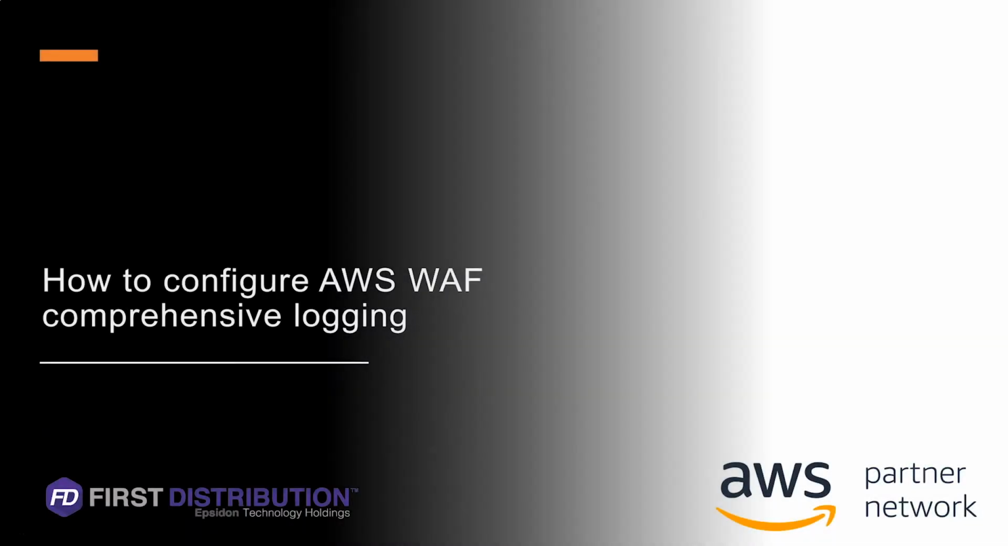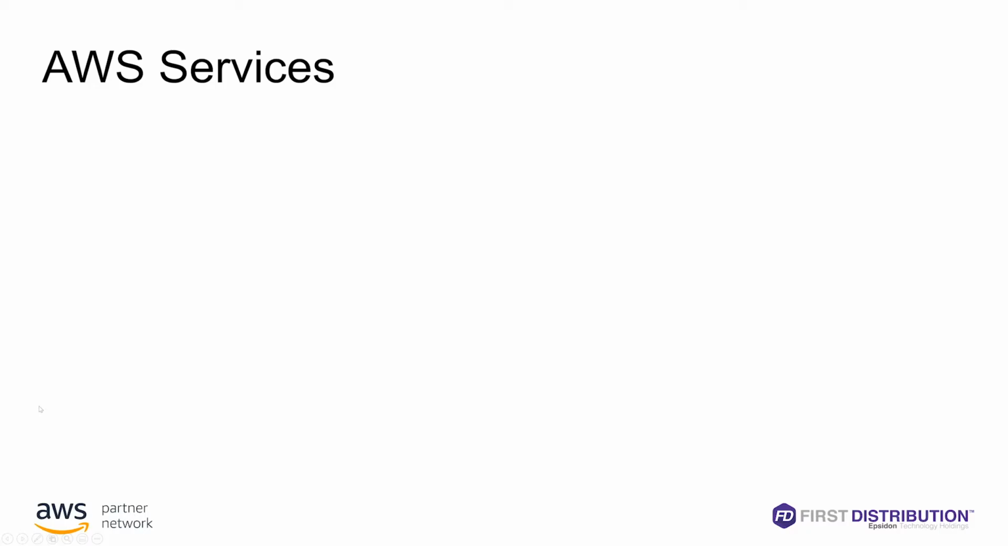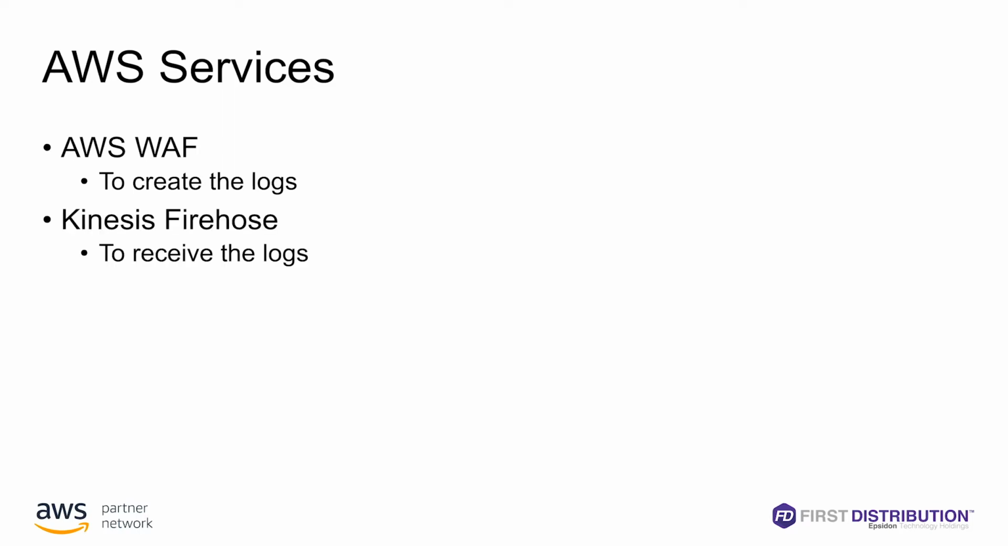Configure AWS WAF Comprehensive Logging. There are three services you need to set up in order to get this working. The first is AWS WAF itself to create the logs, Amazon Kinesis Firehose to receive the logs, and Amazon S3 to store the logs.